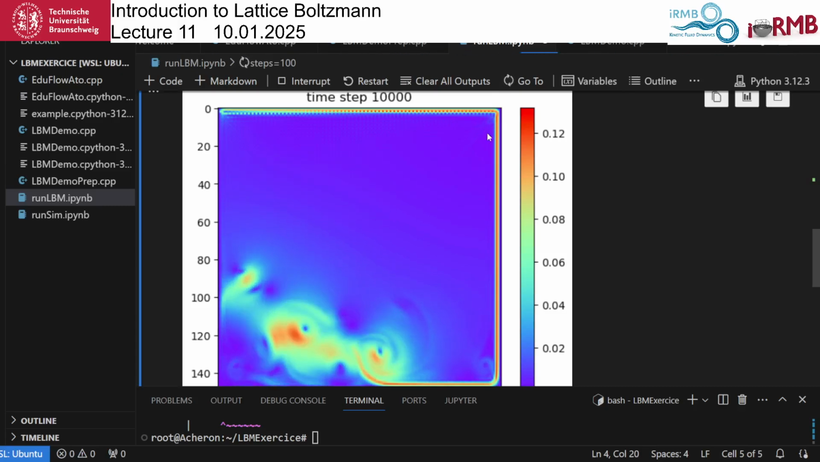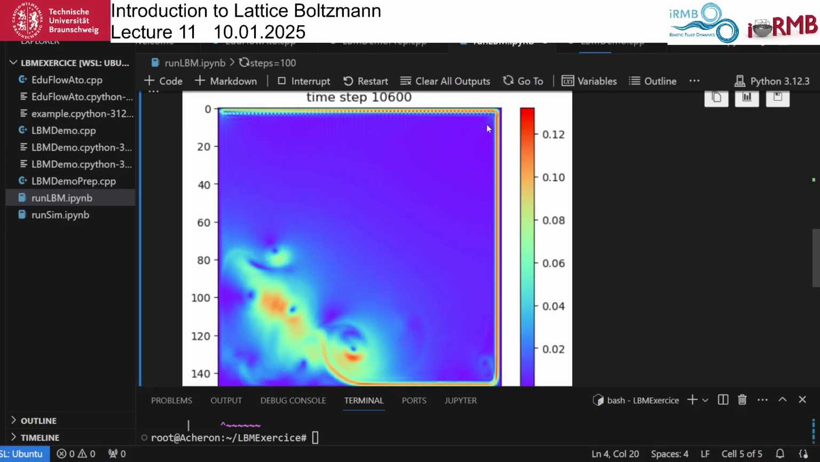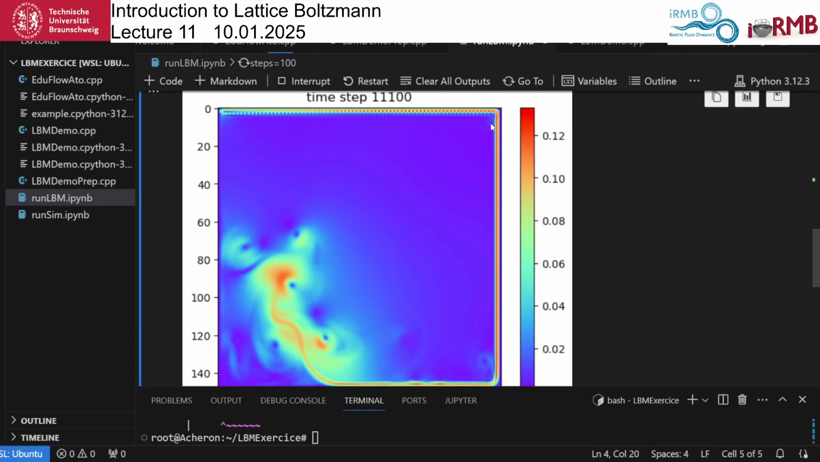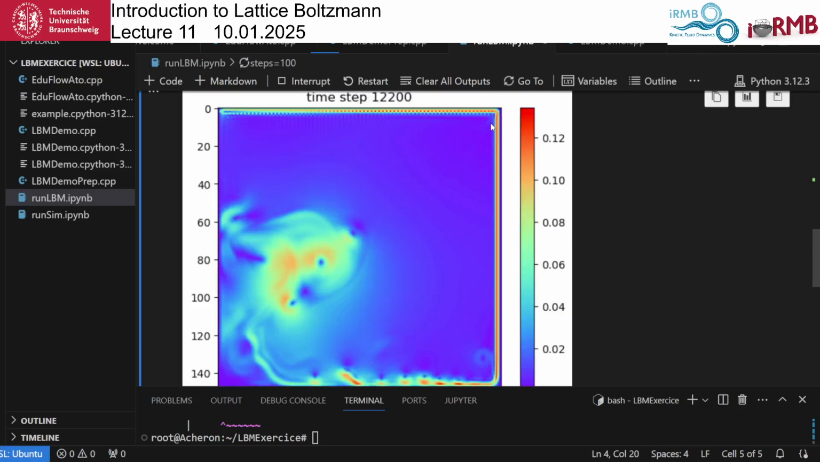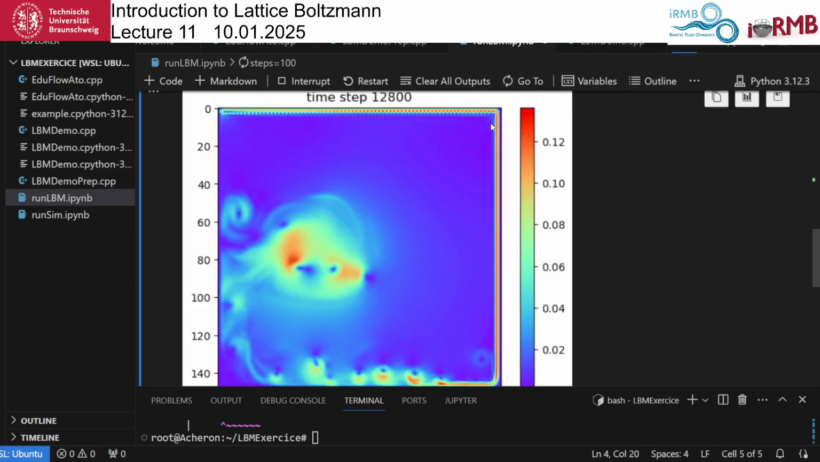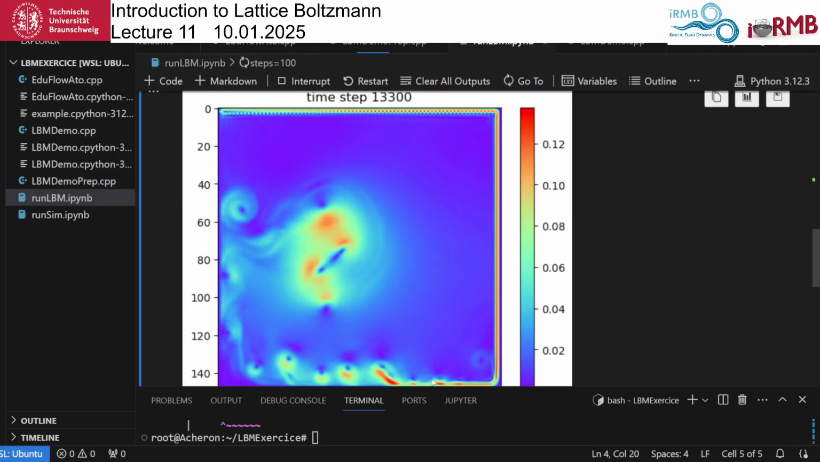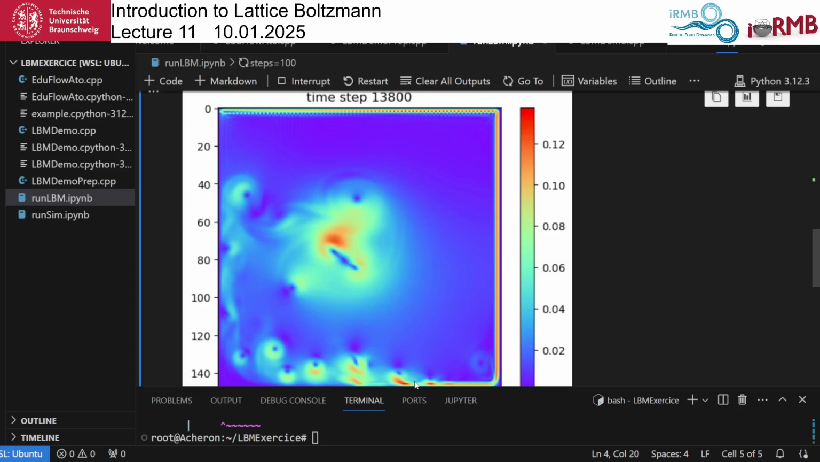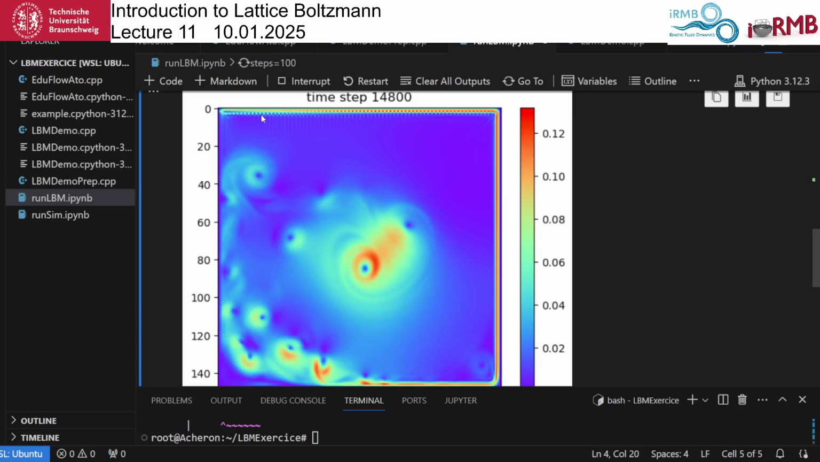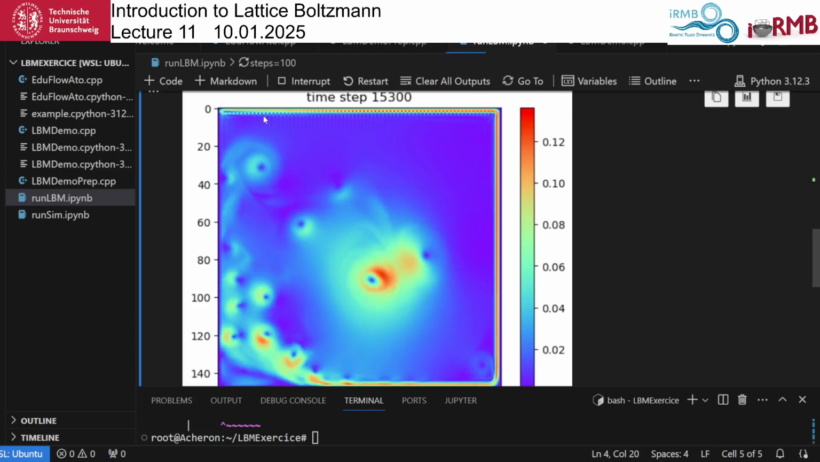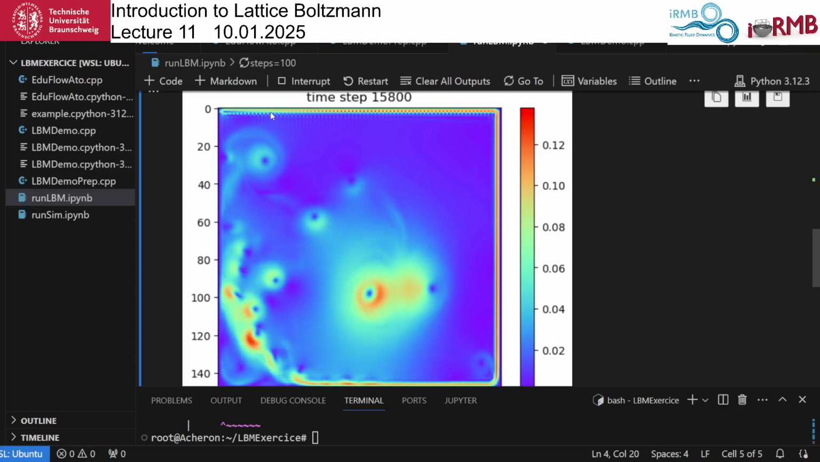But it did not generate these micro vortices directly in the corner in the beginning. And now it generates micro vortices here. But the interesting thing is that it's totally different from the other ones. Well, the other one crashed.